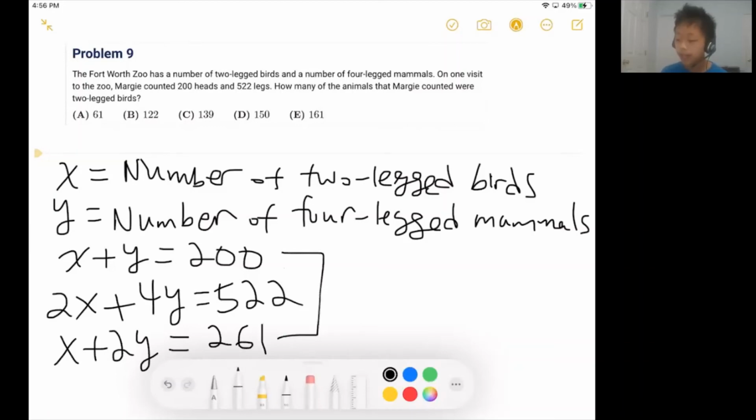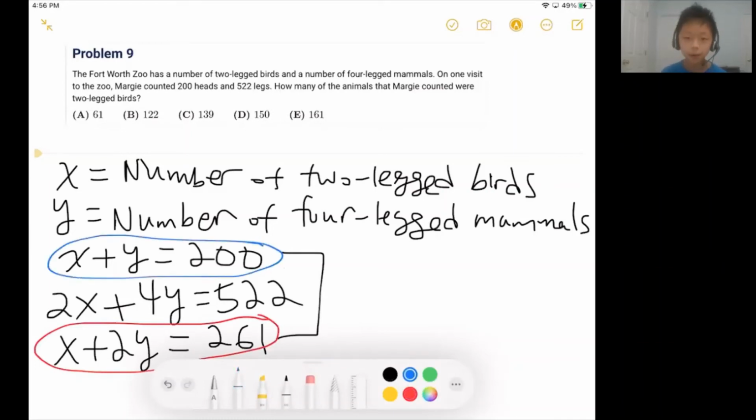So we can take this red equation minus this blue equation. Now we're just using elimination, because we're eliminating x. We're removing the value of x. So on the left side, we have x plus 2y minus x plus y. That just leaves you with y. And on the right side, we have 261 minus 200, so that would give you 61. So you get y equals 61.